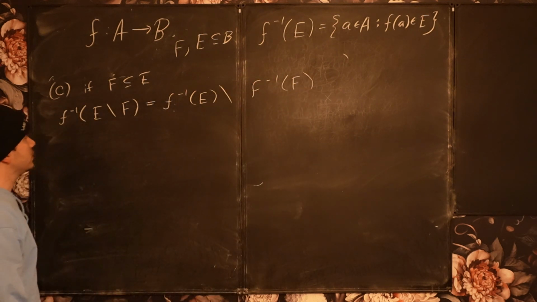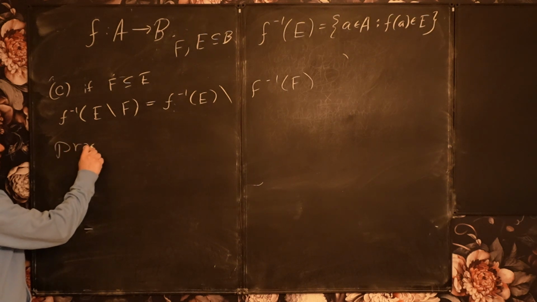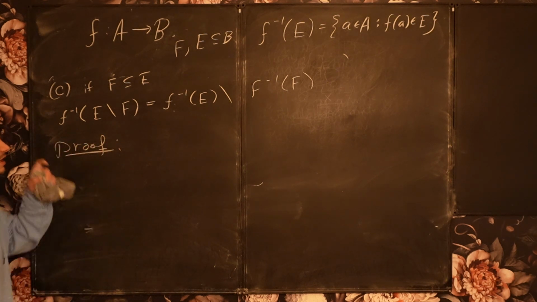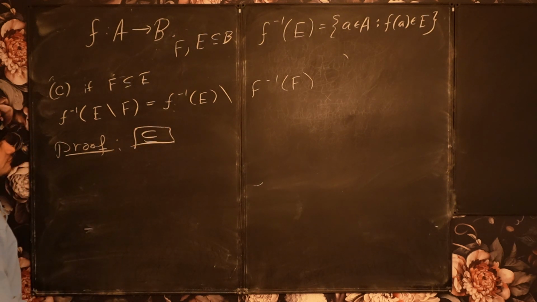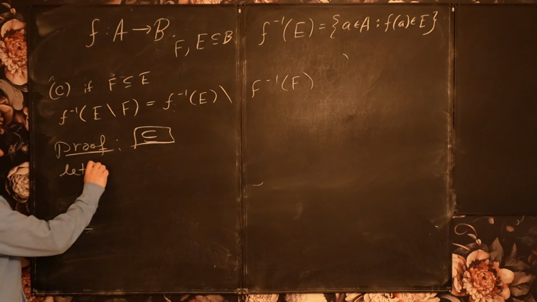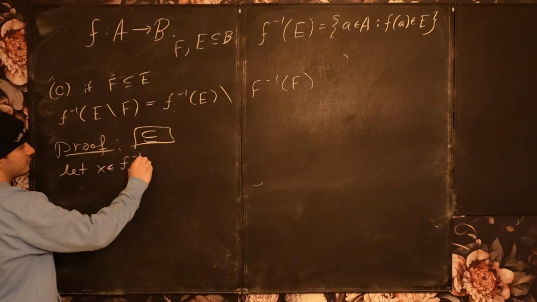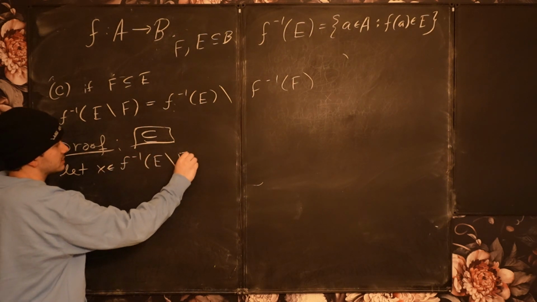Okay? So the proof of this claim, same logic. Let's prove this direction of the set theoretic inequality first. So let x belong to f inverse of E set minus F.